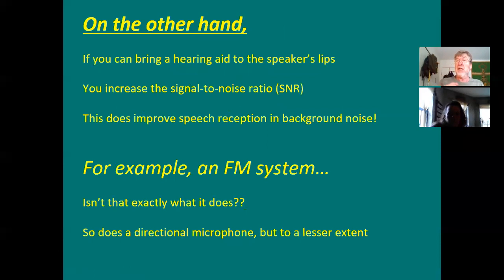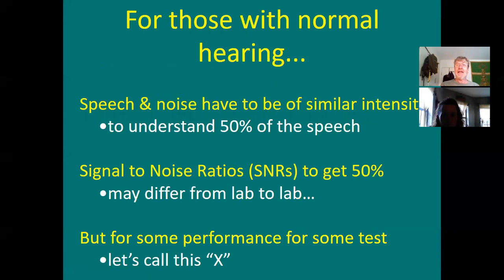The teacher's wearing a mic, the student's wearing the hearing aid, they are wirelessly communicating with each other, so it's literally like bringing the hearing aid up to the teacher's lips. So you are increasing the signal-to-noise ratio. And a directional mic, the bottom line, it also increases, but to a lesser extent than an FM system. You could call a D mic a poor man's FM. Anyway, take a look at this slide and internalize it carefully.